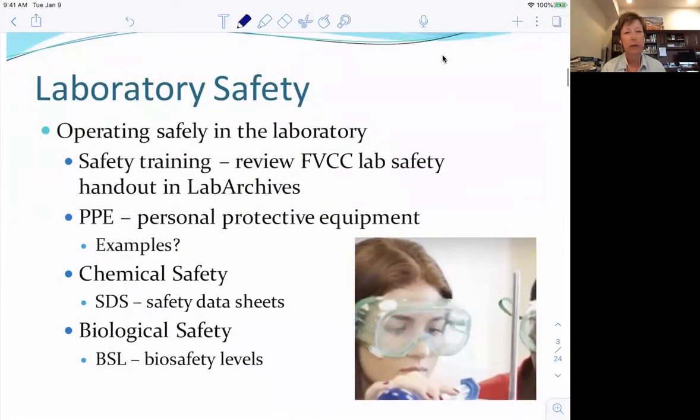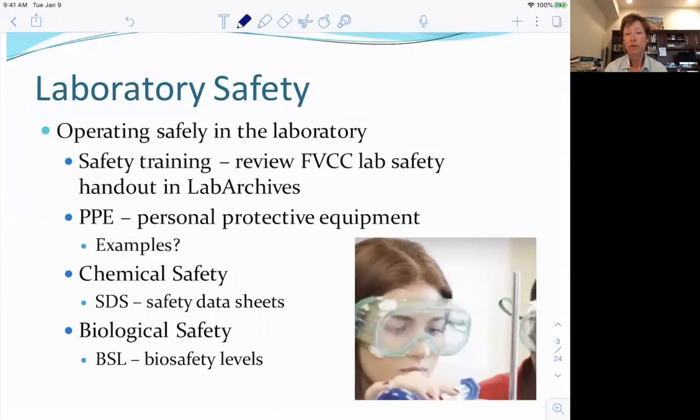So it's really important that we understand the hazards and risks in any work environment. And so no matter where you end up working, whether it's in some kind of biotech company or laboratory situation or any work environment, there's going to be some safety training involved. So one of the things I had you do for last week was to look at the FBCC lab safety handout. I put that in lab archives, and I wanted you to read that and understand that. And that's something that we put on that first quiz, was an understanding of those procedures.